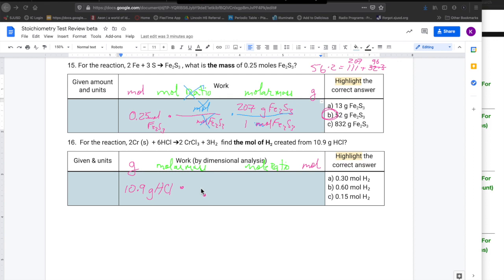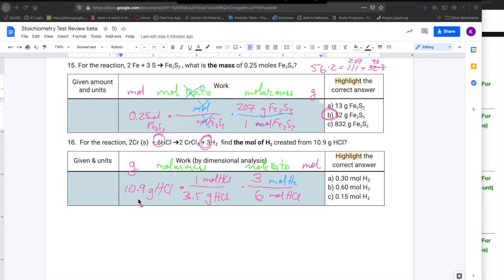Now, this time, I do have to switch to a new substance. So I start with the moles of HCl, and then moles of HCl goes here, and then I'm switching to moles of H2. All right, so boom, boom, boom, boom, boom. This time, this one is 36.5 over 1, and then this comes from the 3 and the 6. So this is 3 and this is 6, which is half.